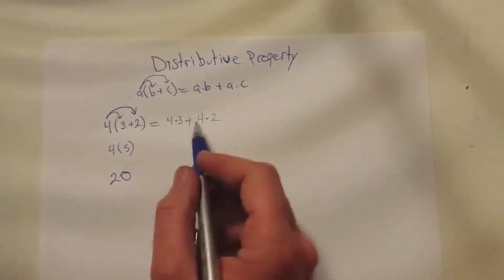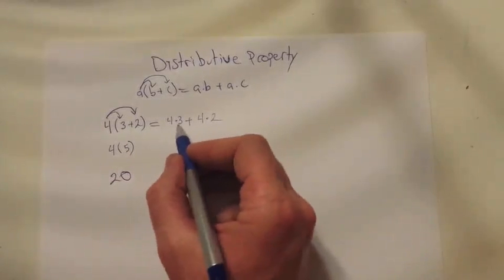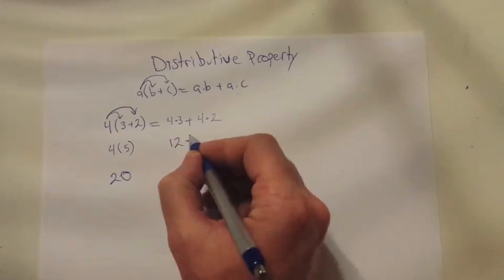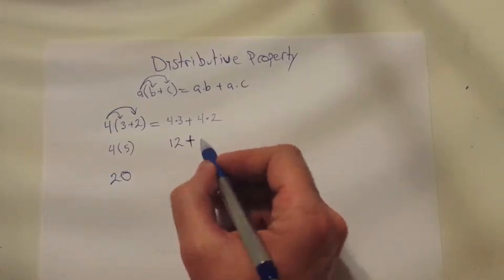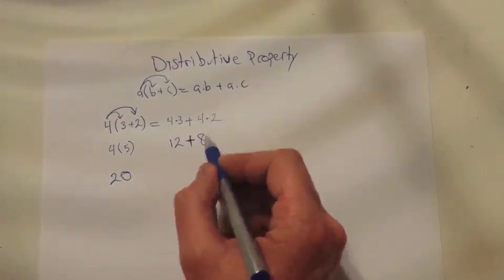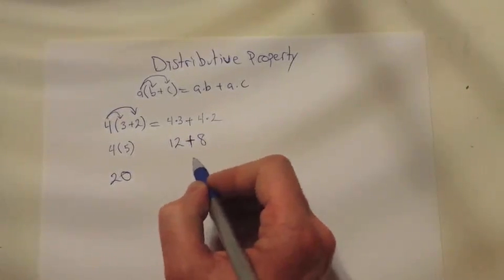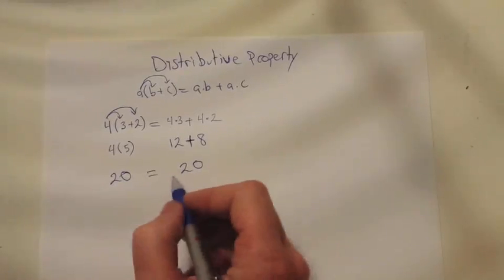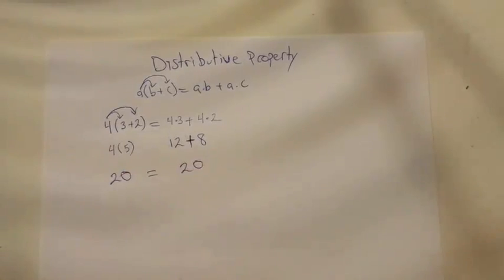And let's check if this side's the same. 4 times 3, that's 12. Alright. And then 4 times 2, that's 8. So I had 4 times 3 is 12, plus 4 times 2 is 8. 12 plus 8. What's 12 plus 8? That's 20. And 20 equals 20. So it works, at least in this case.